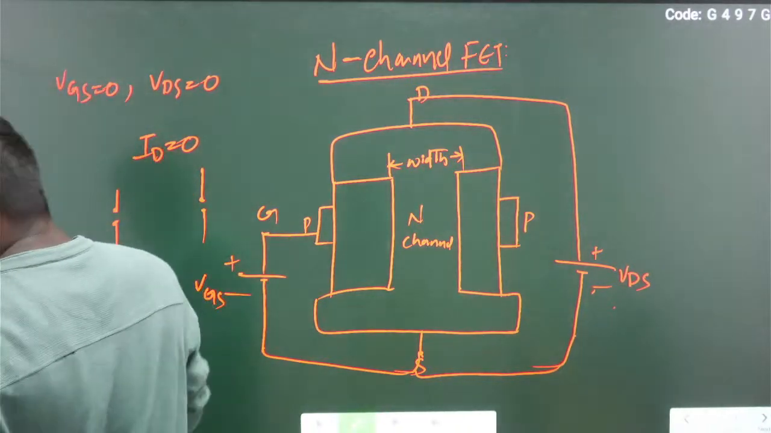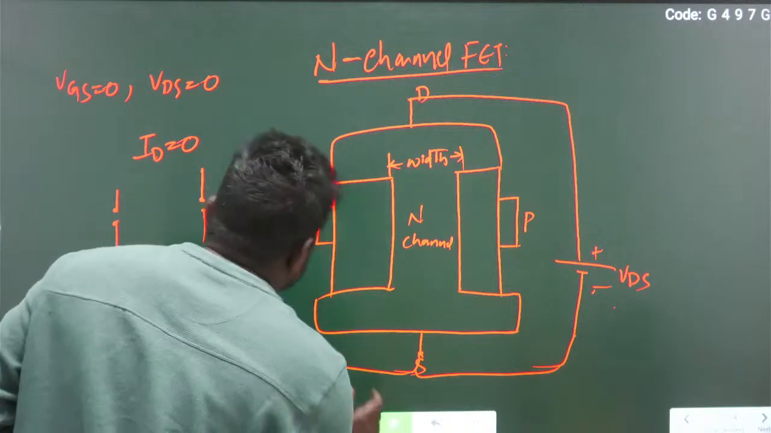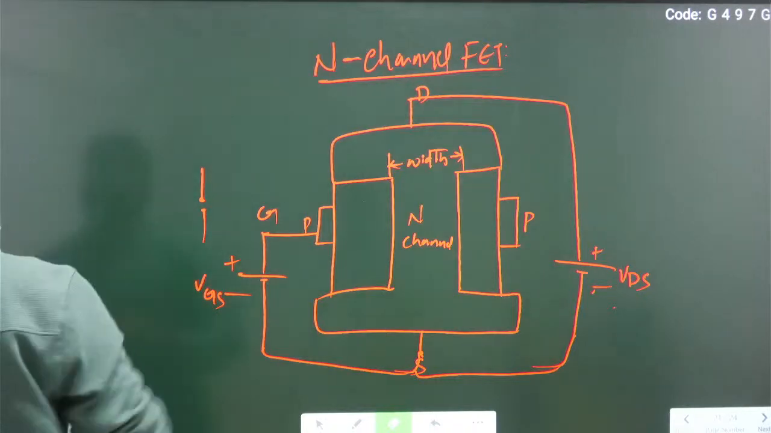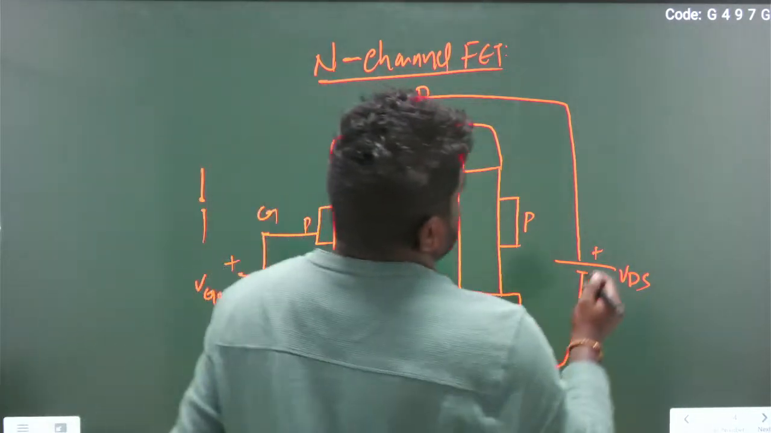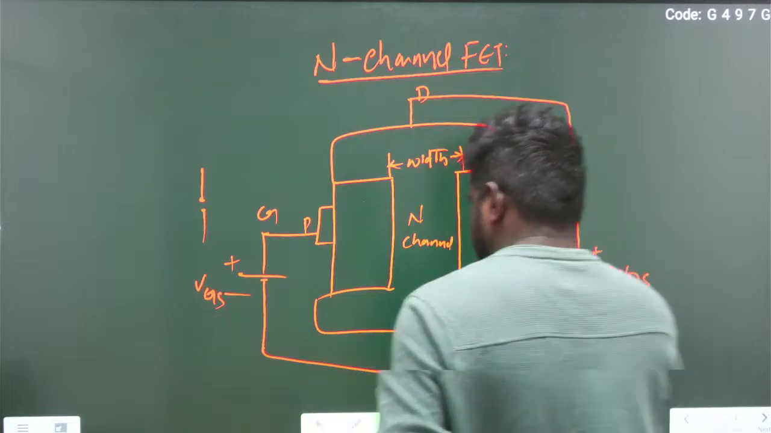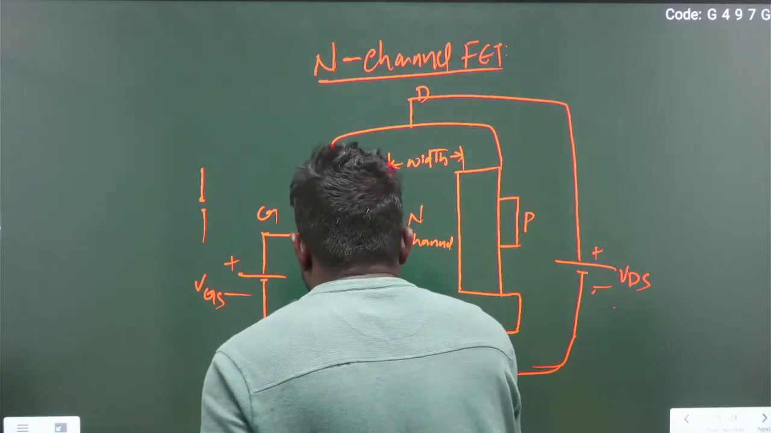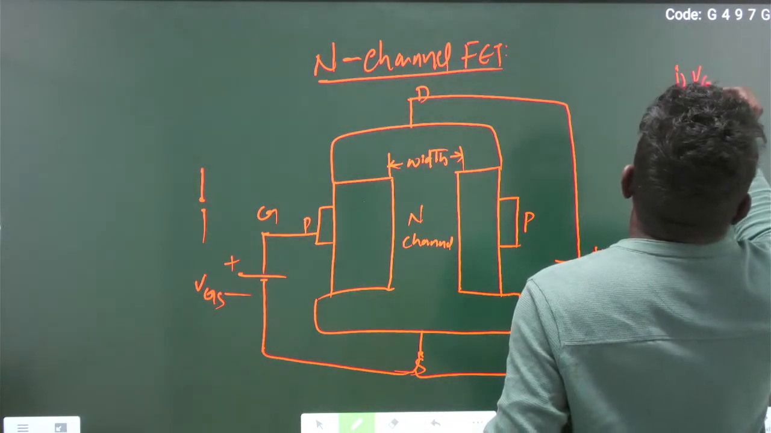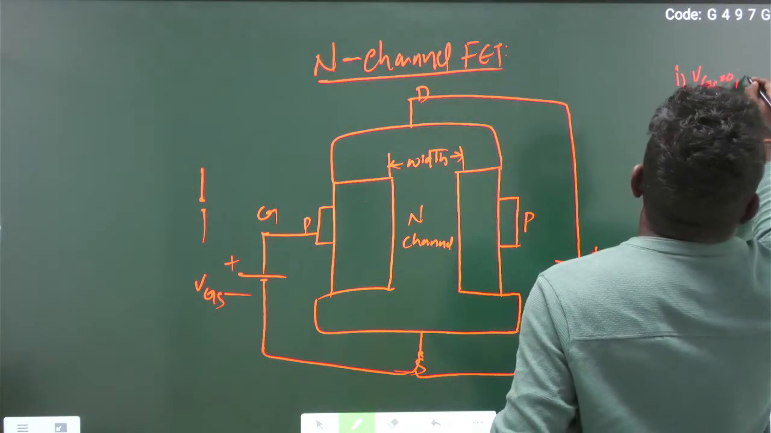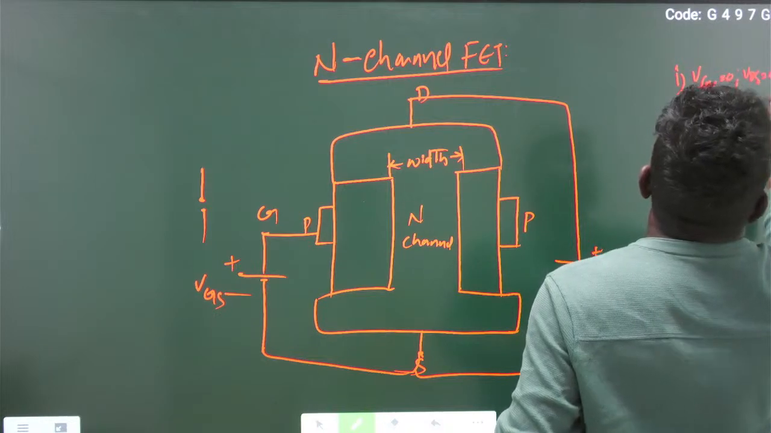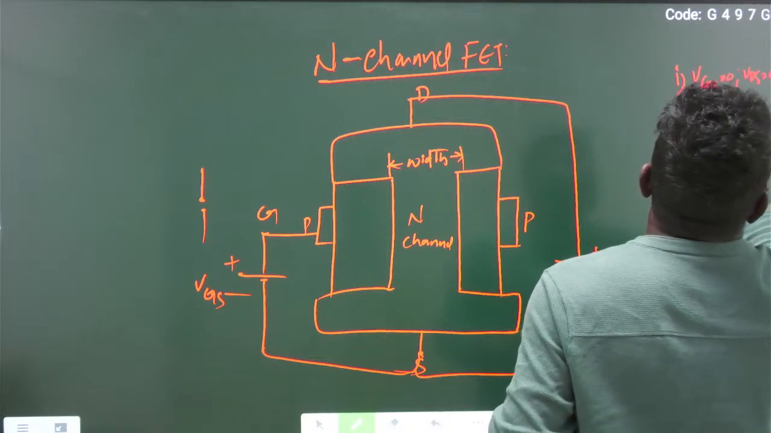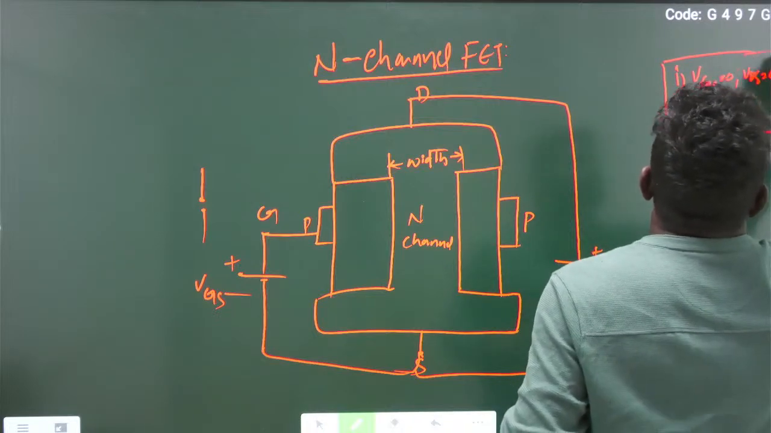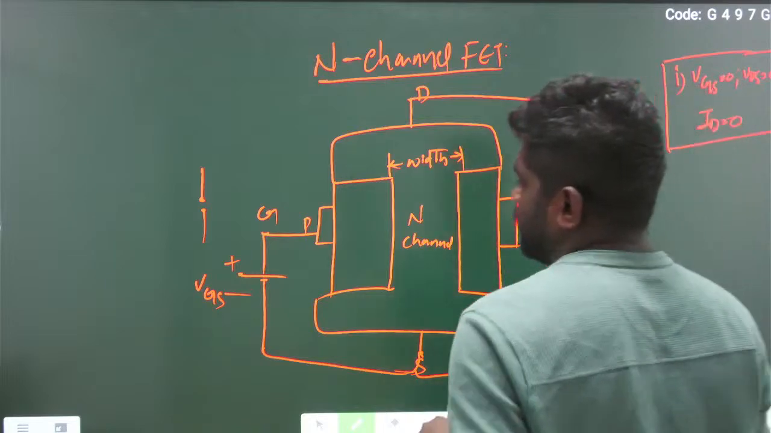So the first point is VGS 0, VDS 0, ID equal to 0. Okay.